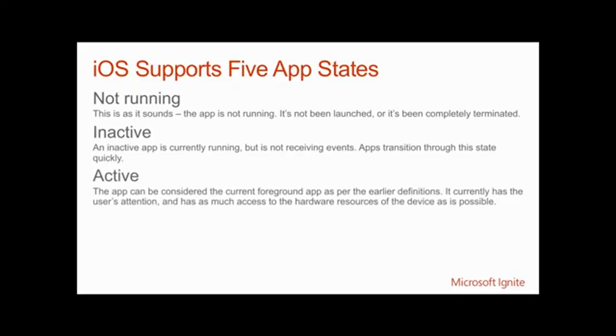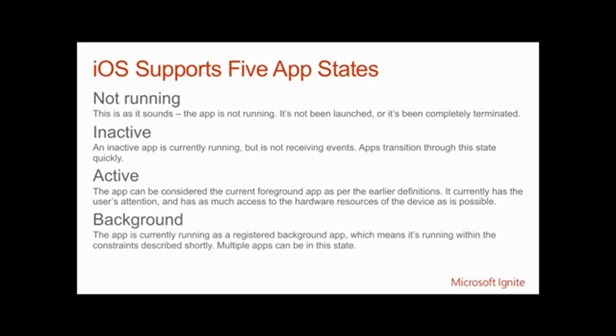The active app, based on the 3 definitions I had right at the start, is the foreground app. This is the one that has the user's attention at the moment and the lion's share of the resources on the device. We've then got a background task or background app, which means it's currently registered to run in the background. And there are some constraints that apply to this on iOS that I'll come to shortly. And then lastly, again, as mentioned at the start, a common concept of a suspended app, an app that resides in memory. It hasn't yet been completely trashed, but it's not considered currently running.